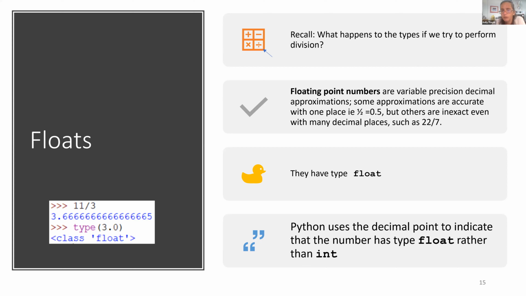So the idea of floating point comes from this idea that we don't know how many decimal values we're going to need. And in some cases, it's impossible to have all those decimal places because it would be impossible to have an infinite number of decimal places. But for intents and purposes in this class, 2 or 3 decimal places is going to be totally fine. But just keep in mind that that's the idea behind floating point numbers, how many decimal places it's going to use to approximate things. So floats have type float, and Python uses the decimal point to indicate that the number has type float rather than int.